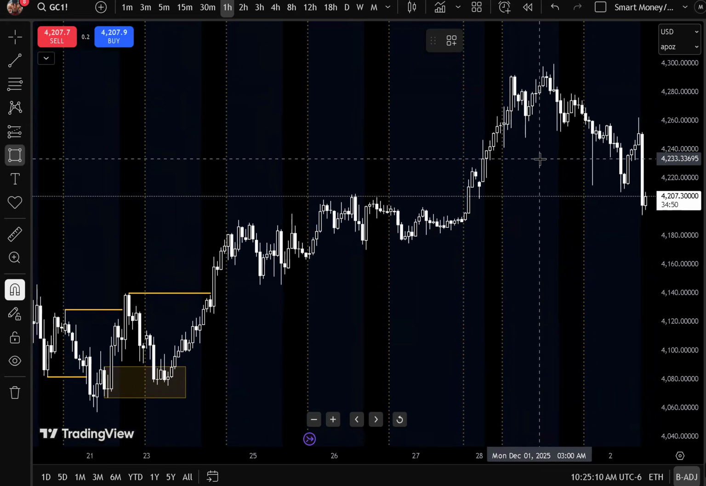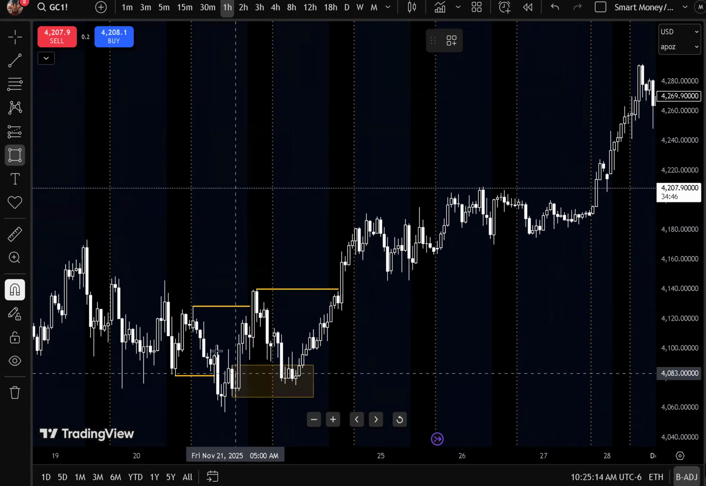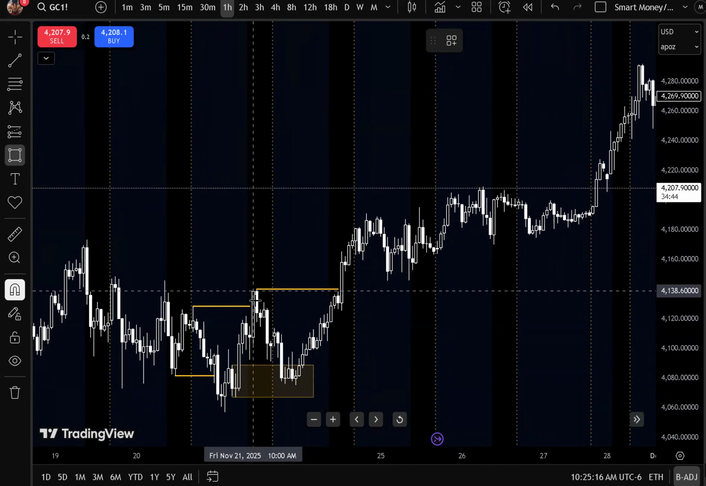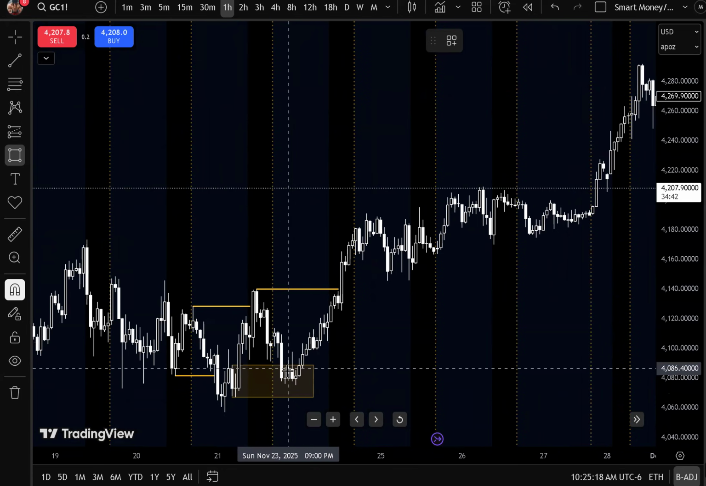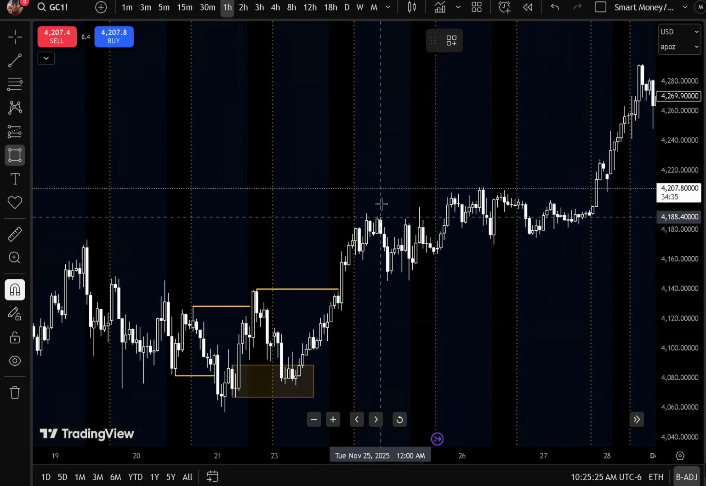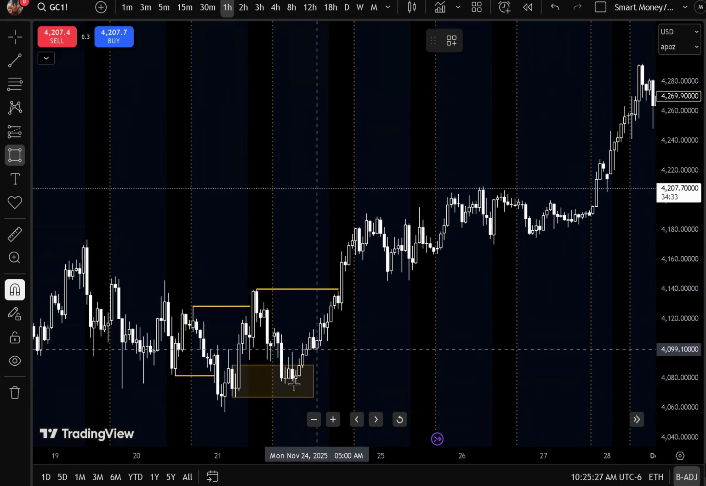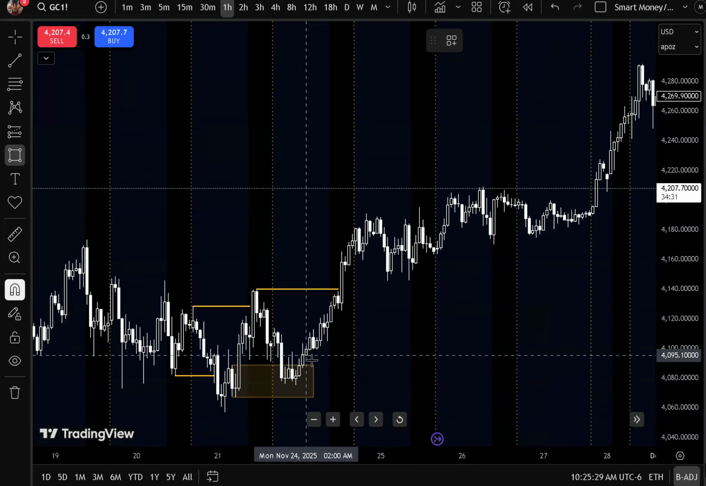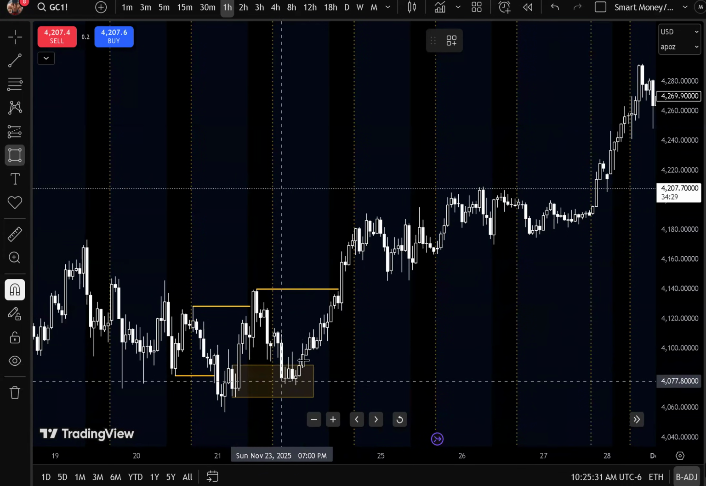So y'all see that? That's your continuous correction. Correction is your pullback. Then your continuation, that's your trade. You look for your entry in your liquidity area.